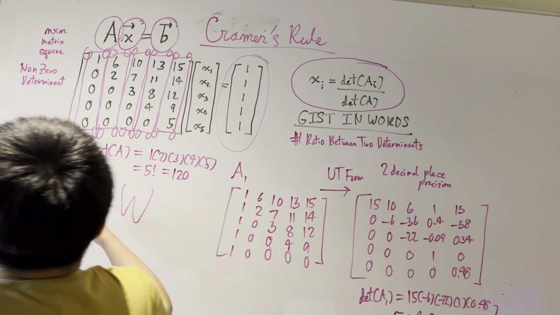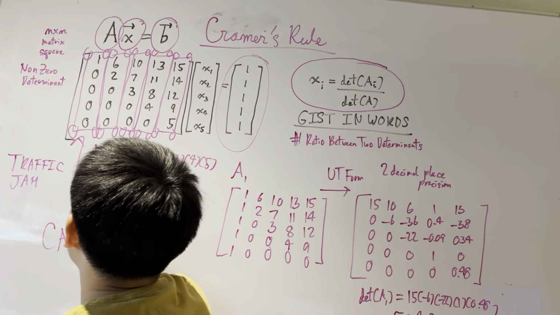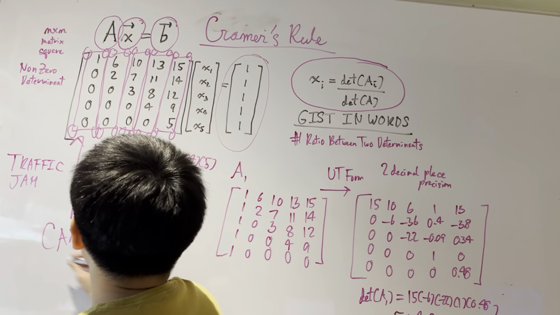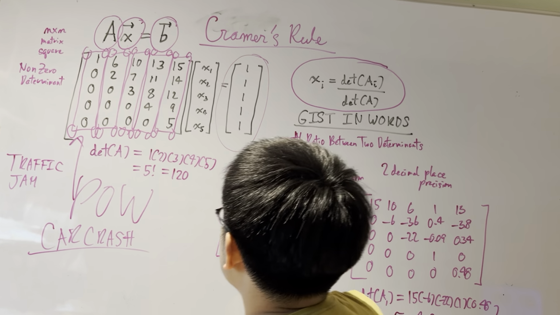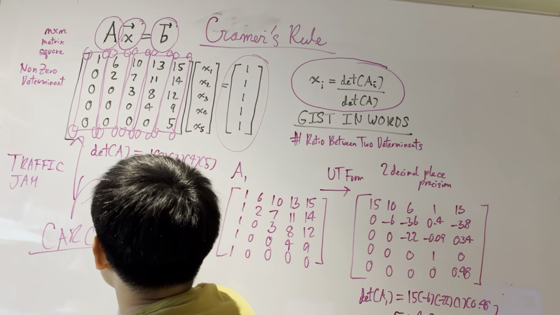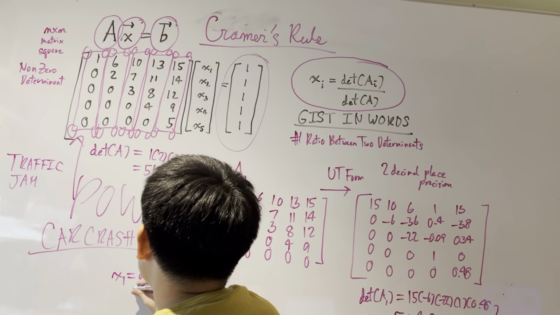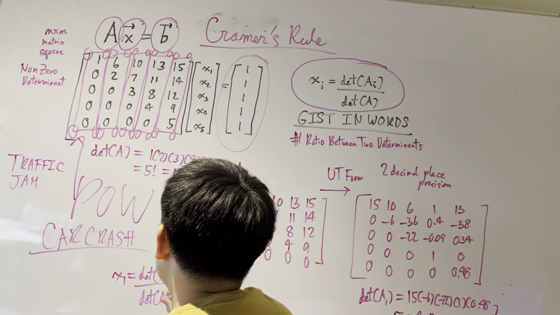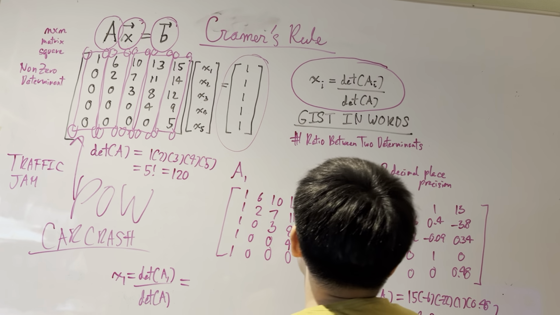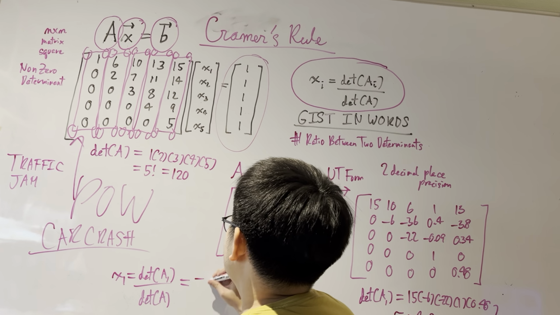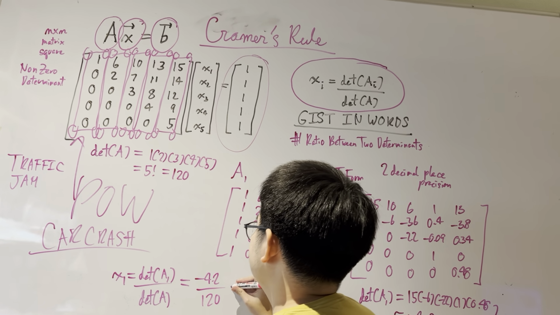But yeah, you basically get this column vector here. You car crash into all of these other vectors, and then you replace it with that. So then in this case, the x1 solution in particular will be the determinant of A1 over the determinant of A. Let's write some better notation here. So this would be negative 4.2 over 120.